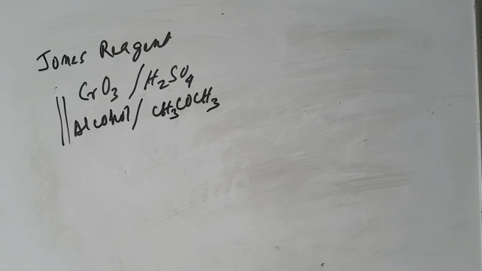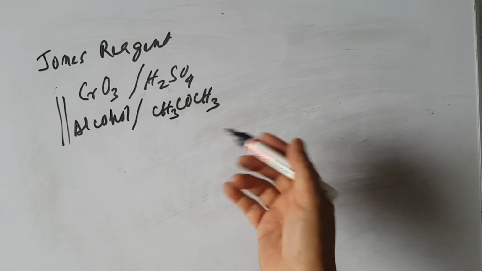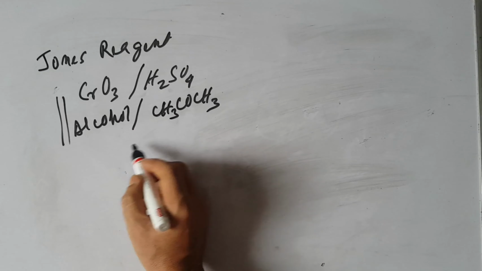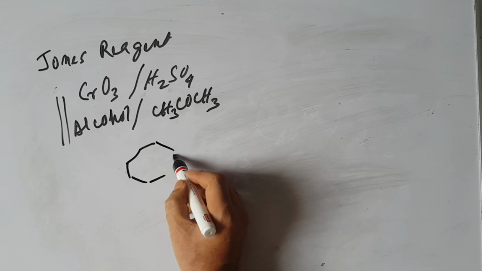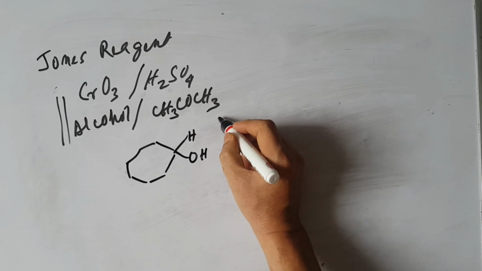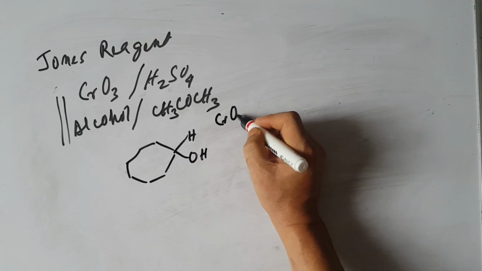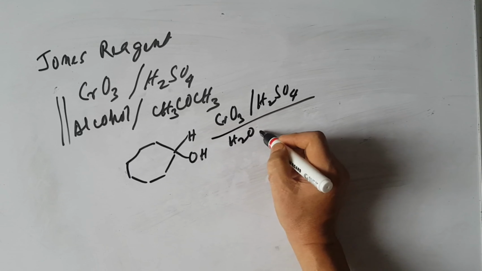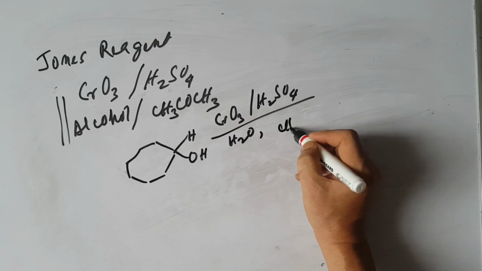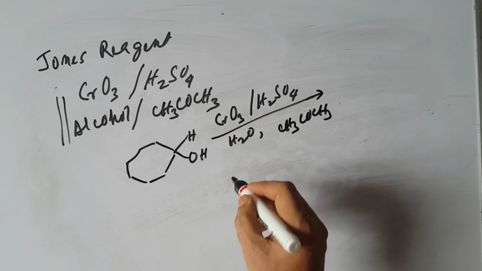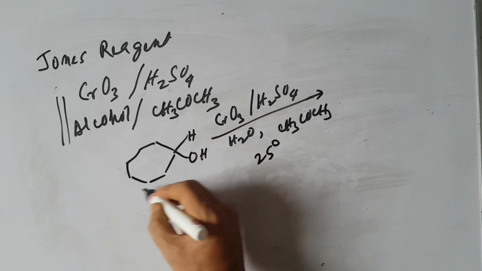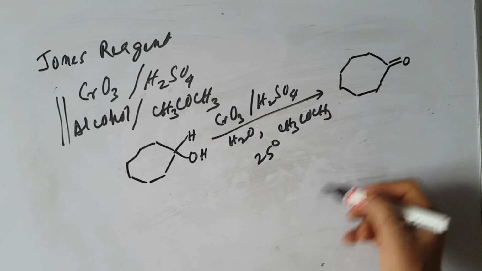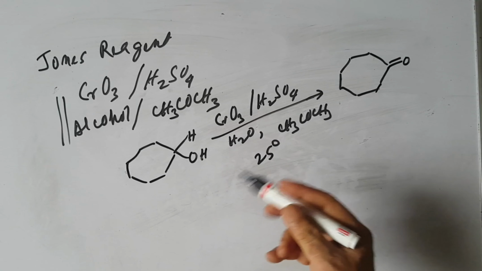In this case, the alcohols are first dissolved in acetone, then we add the chromium trioxide and sulfuric acid drop by drop. You have many examples here. For example, a cyclic secondary alcohol with chromium trioxide and sulfuric acid in water, with acetone, at around room temperature, is converted to the ketone. So this is one of the methods, known as Jones reagent.